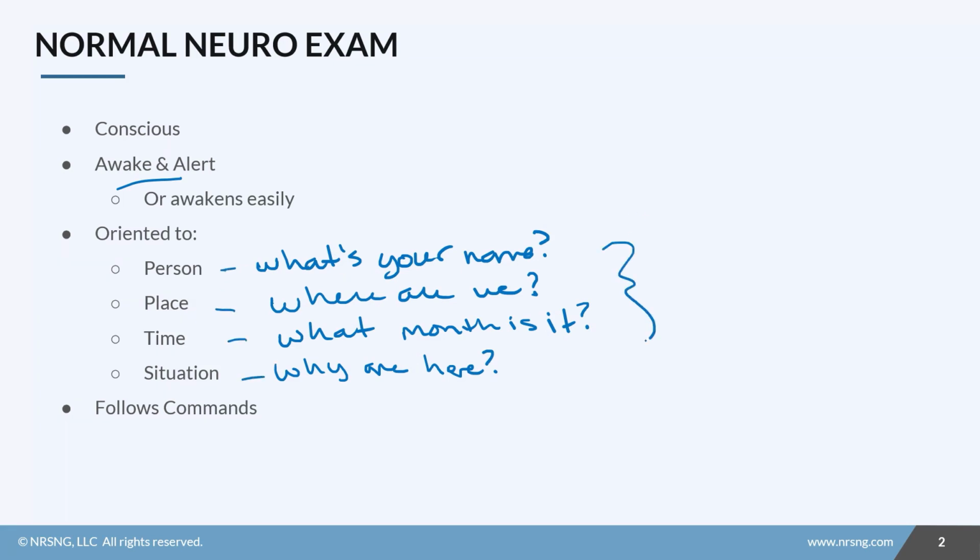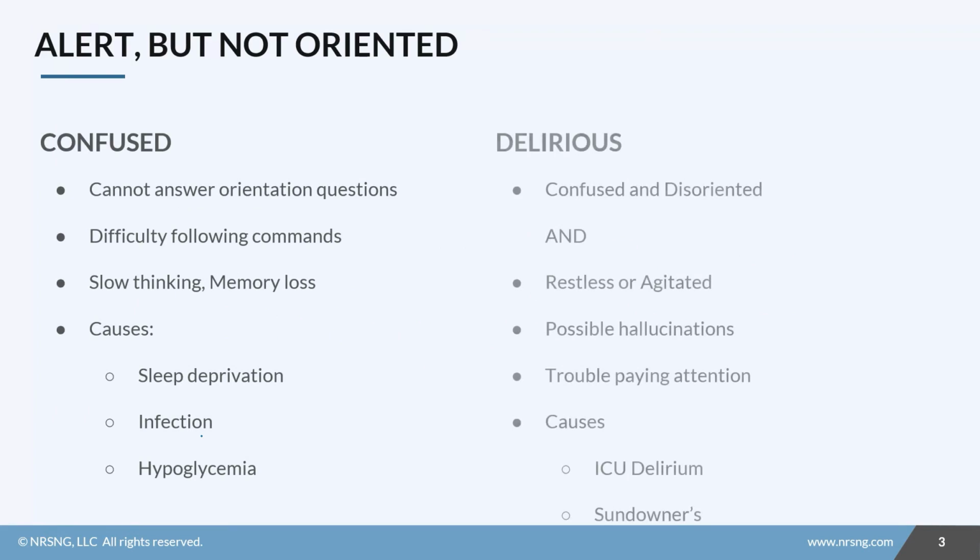Now, if they get all 4 of these right, we're going to say they are alert and oriented times 4. Now, some facilities don't actually use situation, so you would just say alert and oriented times 3, and that would still be appropriate. And then, of course, somebody who is alert and oriented is able to follow any commands that you give them.